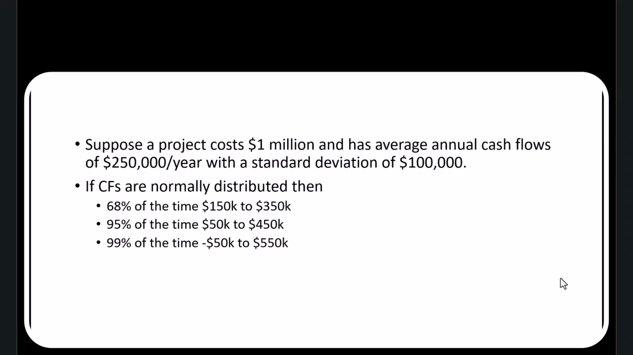So if we had a project that cost $1 million and has average annual cash flows of $250,000 and a standard deviation of $100,000, if it's normally distributed, 68% of the time we're going to expect the cash flows to fall between $150,000 and $350,000. And 95% of the time we'll expect it to fall between $50,000 and $450,000. And 99% of the time we expect it to fall between minus $50,000 and up to $550,000.